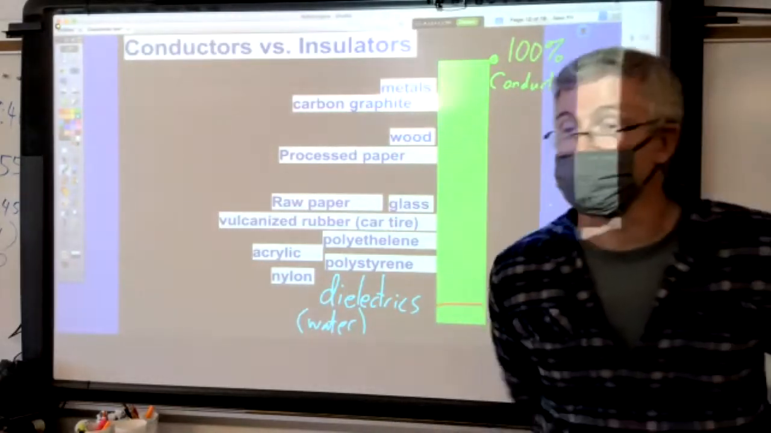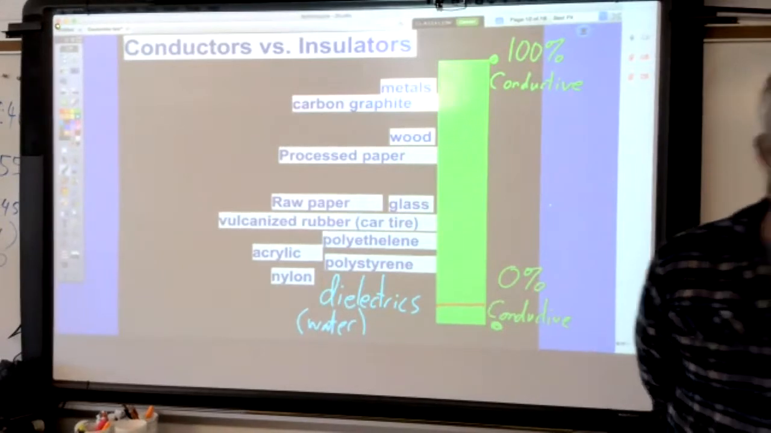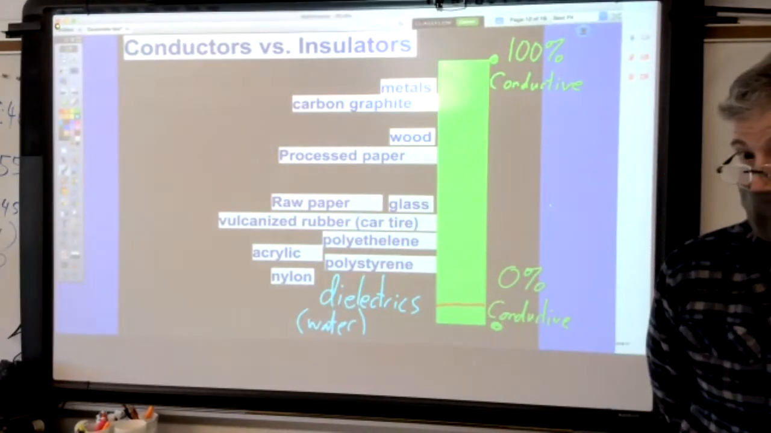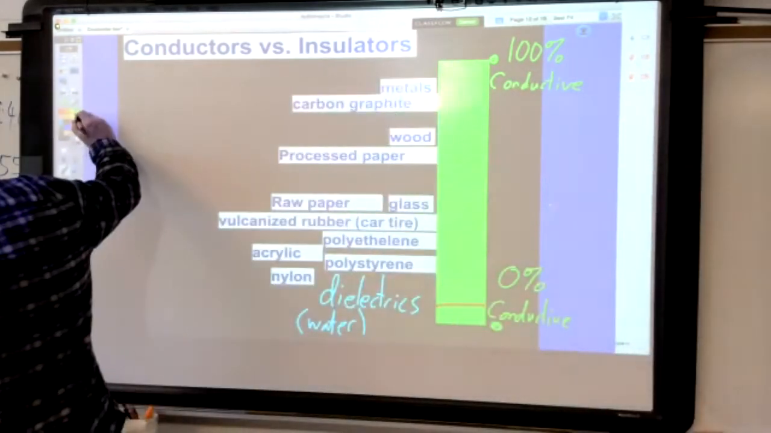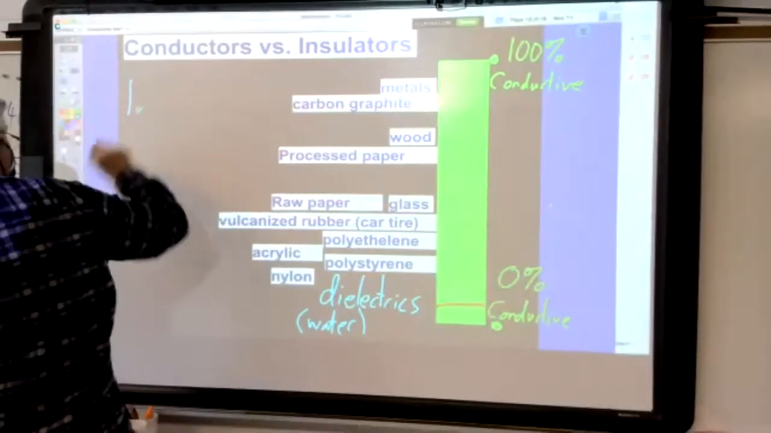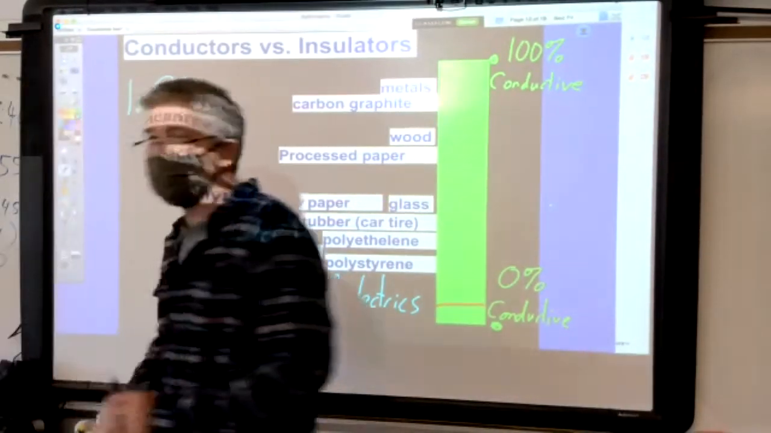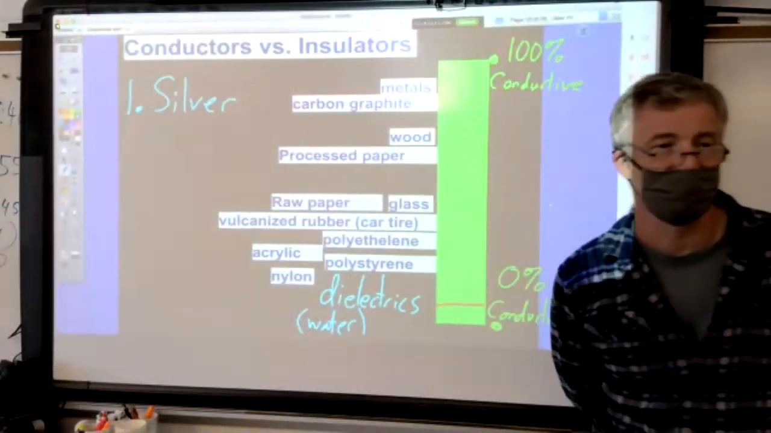So therefore, the shiniest of all metals should be the best conductor of all metals. So what is the shiniest of all metals? I think I did this before. It is silver. Silver is first place. Olympics have it wrong. Silver has the best conductance of all metallic materials.